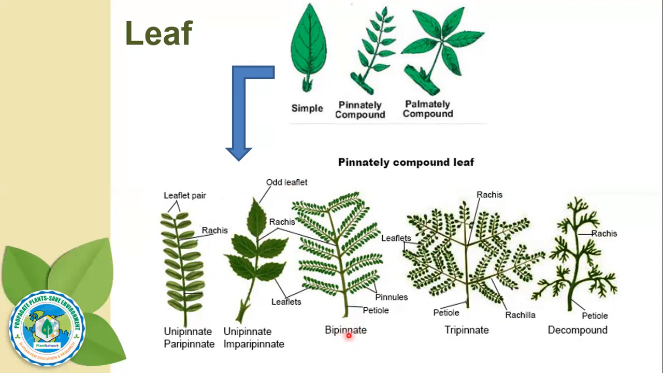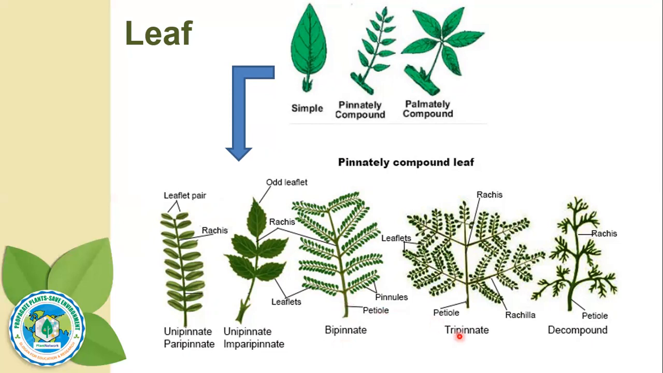However, in case of the bipinnate, the main rachis is further divided into secondary petioles, and these midribs also produce further small leaves. This is known as the bipinnate. These small leaves are also known as the pinnules. And this is the main petiole of the leaf.